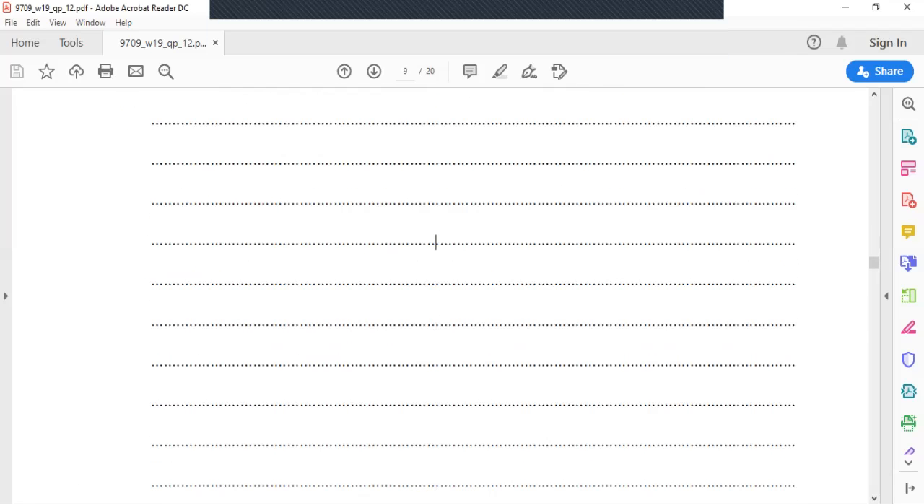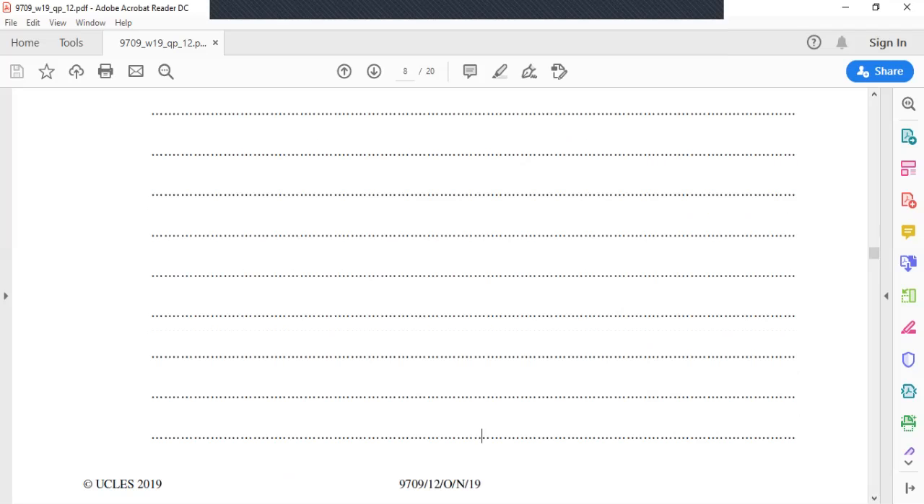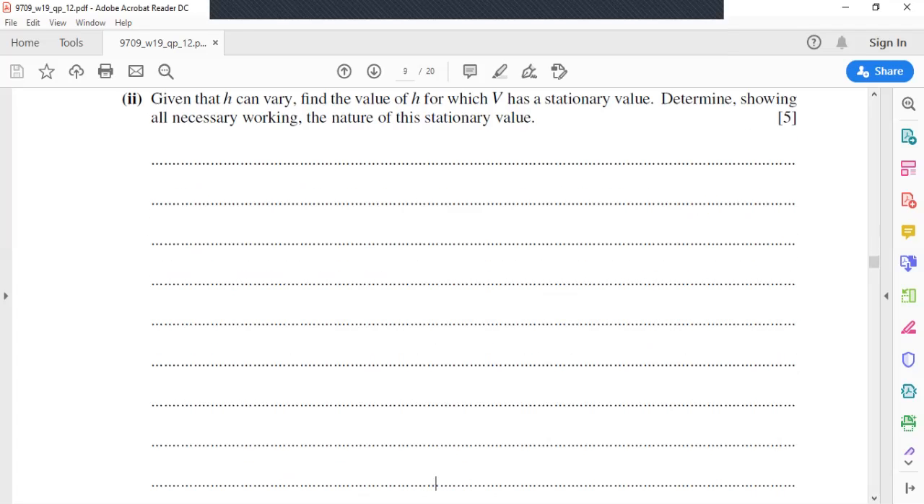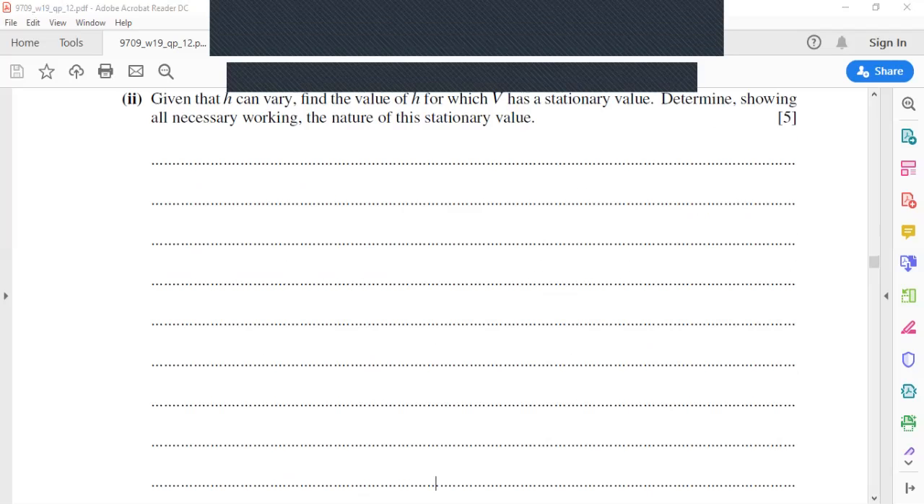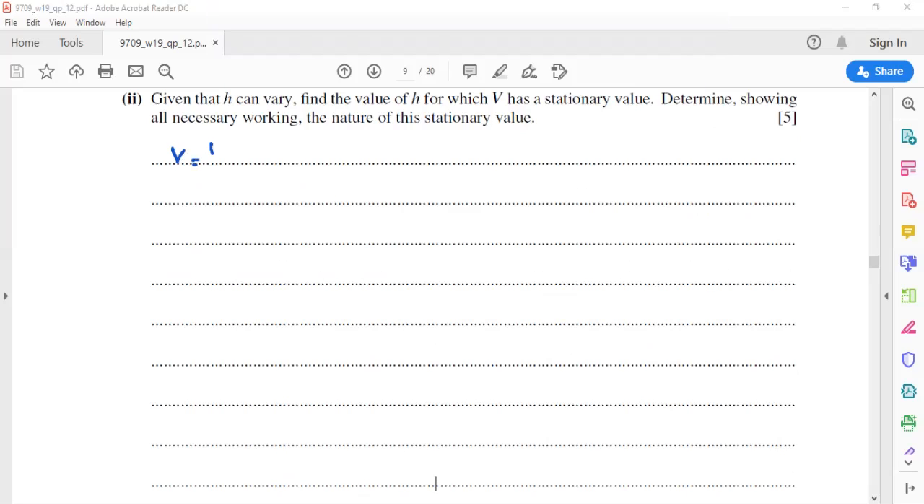Question number 5, part 2, says h can vary, for which V has a stationary value. For finding the stationary value, we should find the derivative of this and then place it equal to 0. Since we have the equation V equals 1 by 3 pi, into 225h minus h cube.